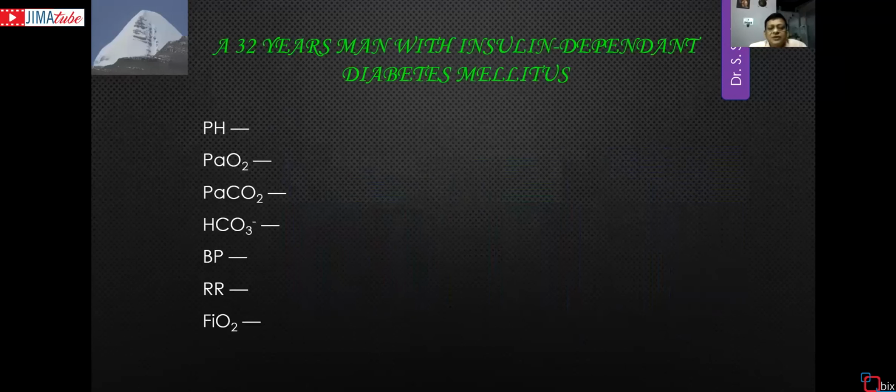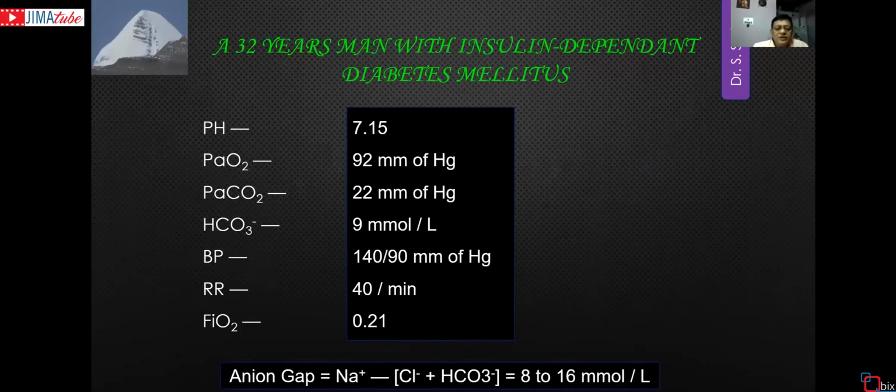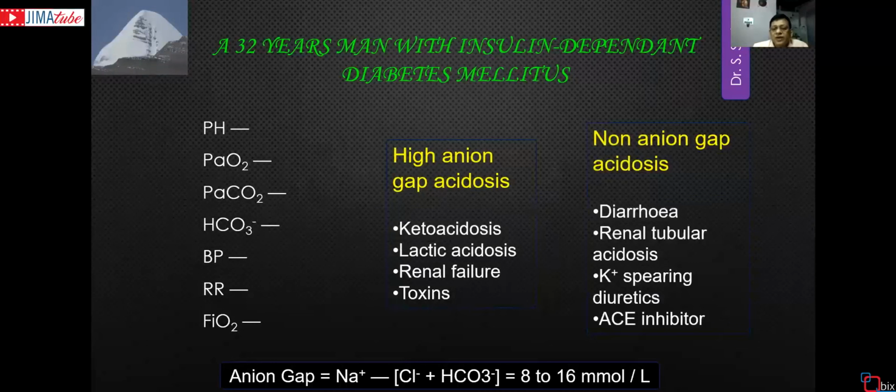Another patient, a 32-year-old man with insulin-dependent diabetes mellitus, and again his ABG shows acidosis, and the acidosis is due to the bicarbonate fall. The carbon dioxide is also less, due to the compensatory mechanism. And metabolic acidosis can be divided into high anion gap and normal anion gap metabolic acidosis. But for the diagnosis of diabetic ketoacidosis or uremic acidosis, we do not need ABG.